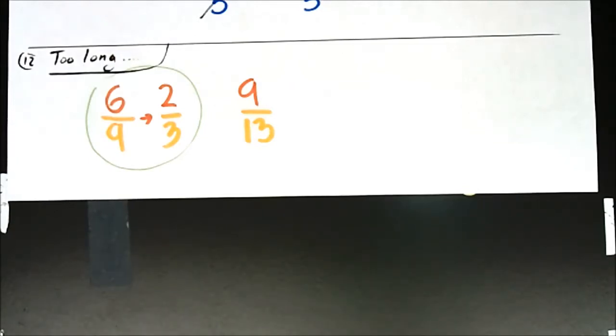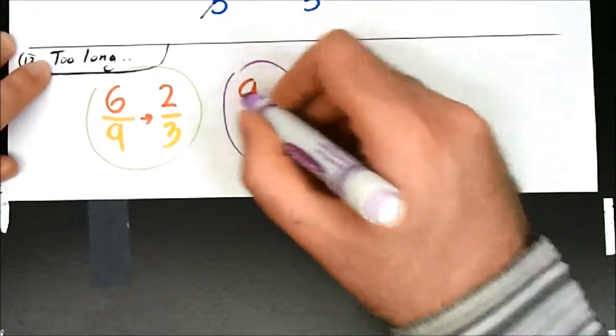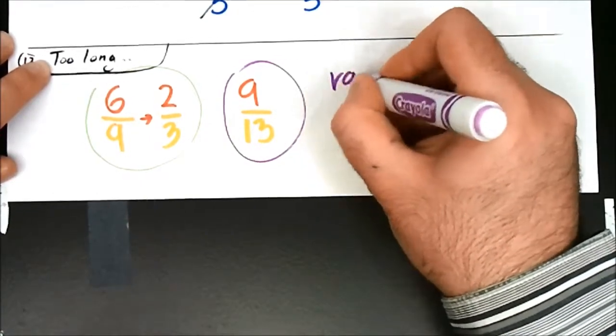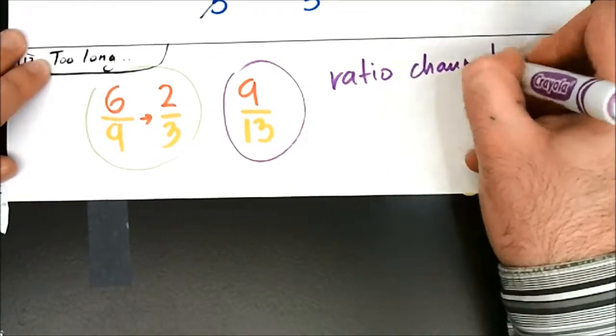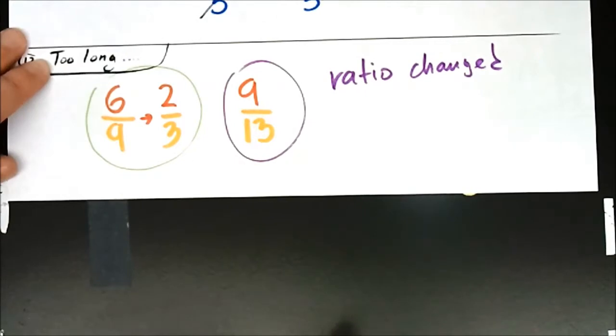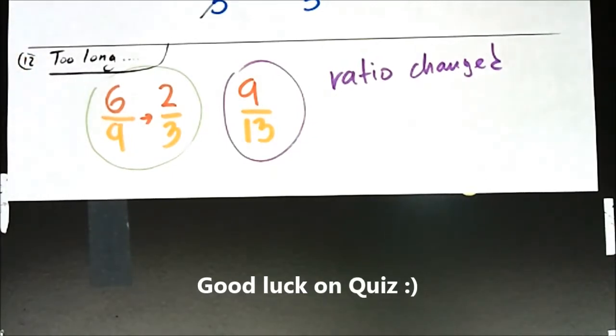But still then, is 2 over 3 or 6 over 9 the same as 9 over 13? No, they're not. So you can say here that the new one, the ratio changed. It's not the original 6 to 9 or 2 to 3 ratio of red to yellow. It's now something else. Close, but the ratio changed. It's no longer the same. Questions on number 12?